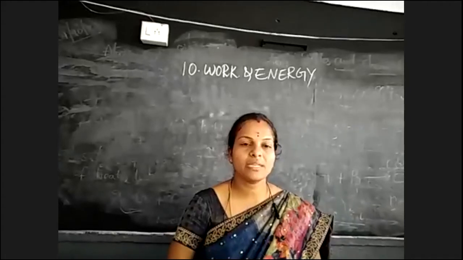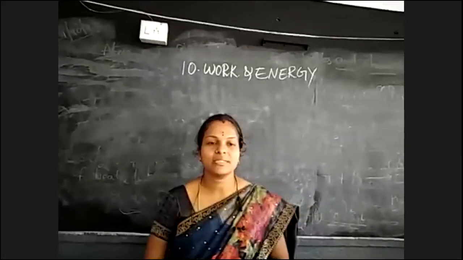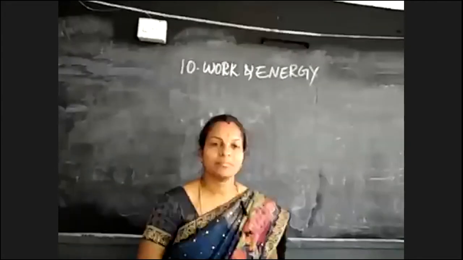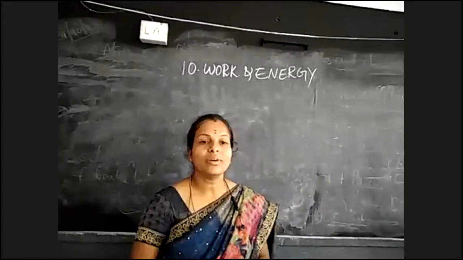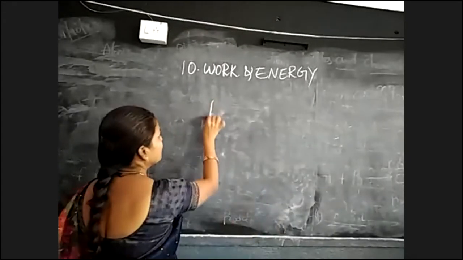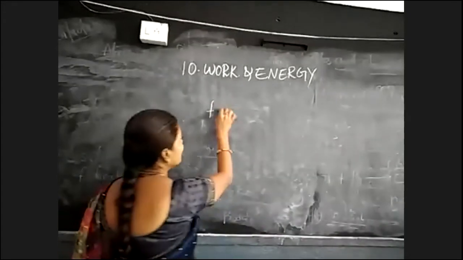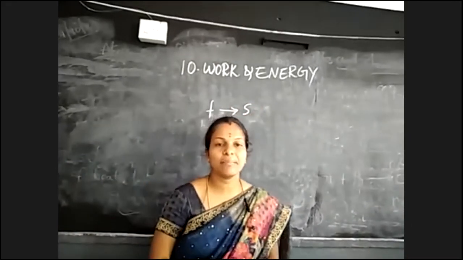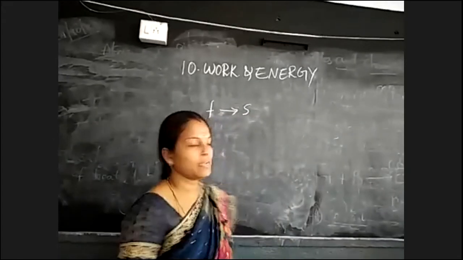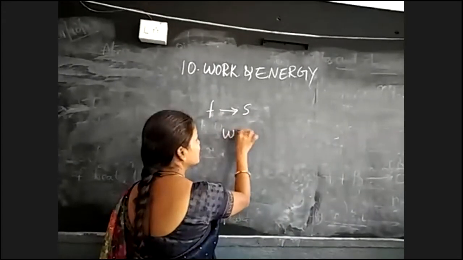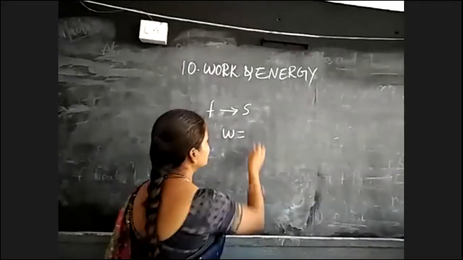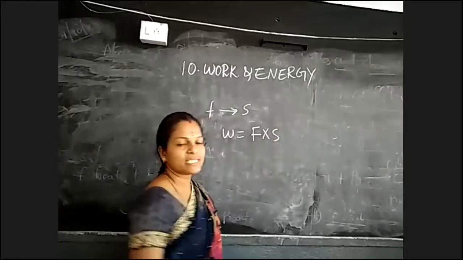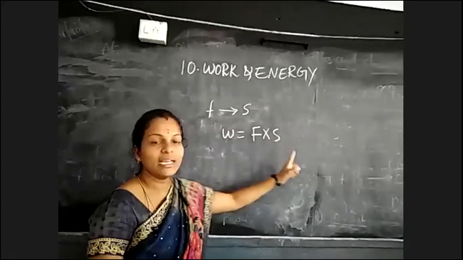...one object to another object. When work is said to be done means when a force is applied and there is some displacement. So the formula for work is: W is the product of force and displacement.